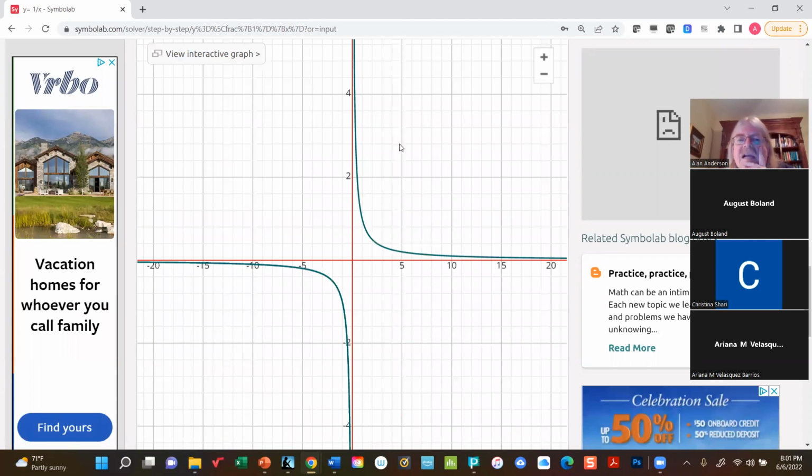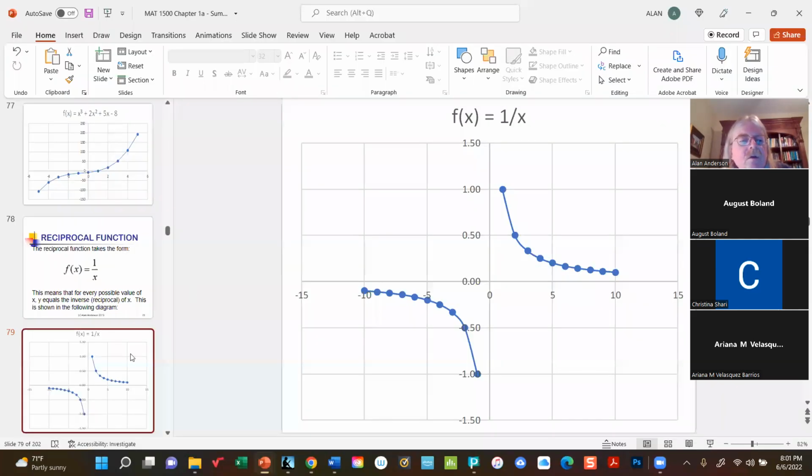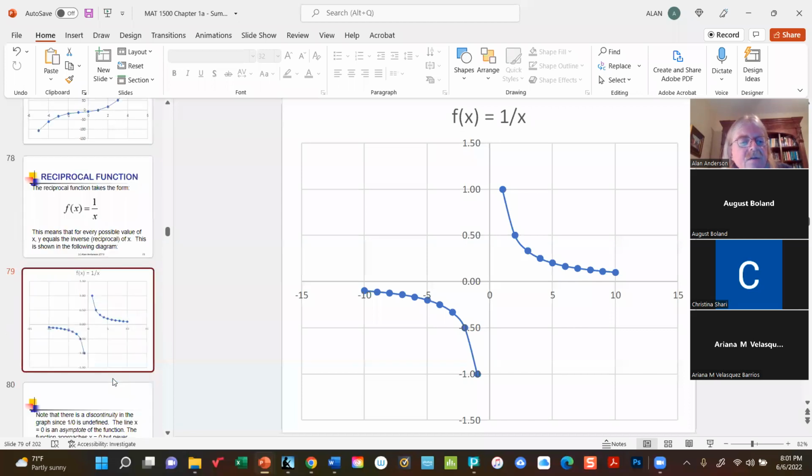Yes, so you can see what's happening here. The function is only defined in the first and the third quadrants. And you can see something interesting is going on here. The function is approaching both the horizontal and vertical axes, but never quite touching them. And so we say that the axes in this case are asymptotes of the function. You might recall that word, asymptotes.